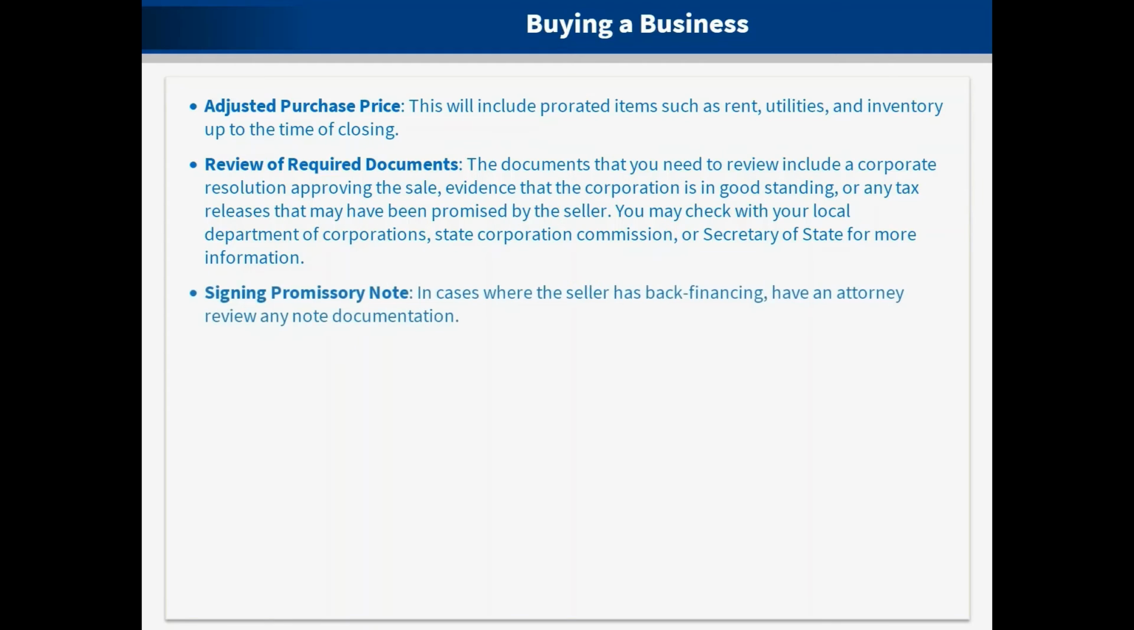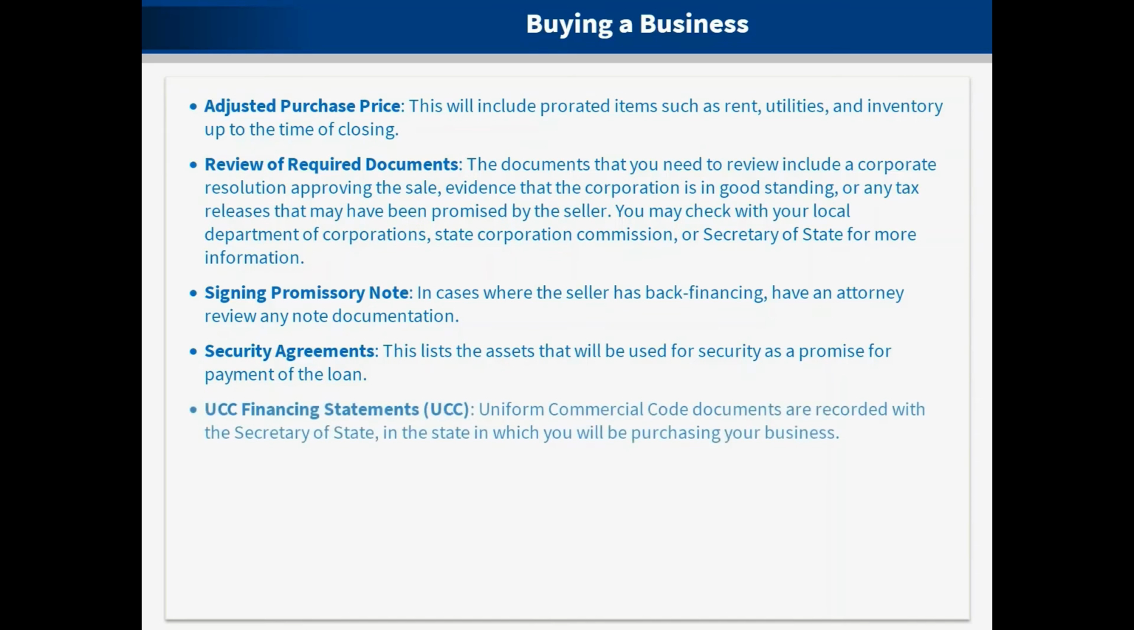Signing promissory note. In cases where the seller has back financing, have an attorney review any note documentation. Security agreements. This lists the assets that will be used for security as a promise for payment of the loan. UCC financing statements. UCC, Uniform Commercial Code documents are recorded with the Secretary of State, in the state in which you will be purchasing your business.